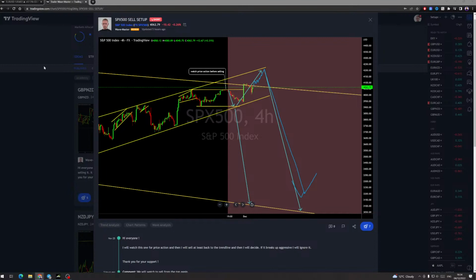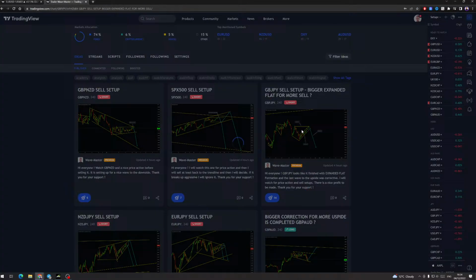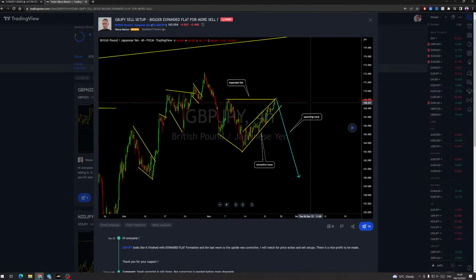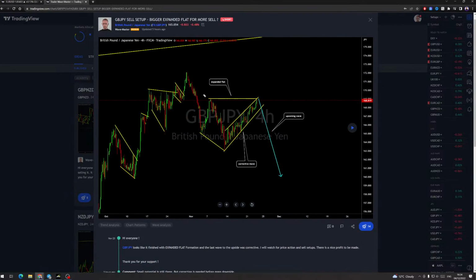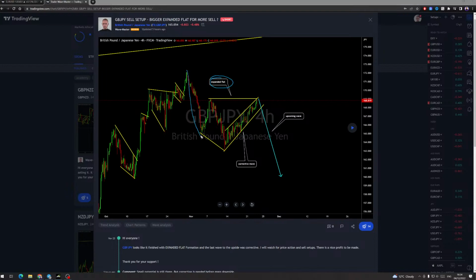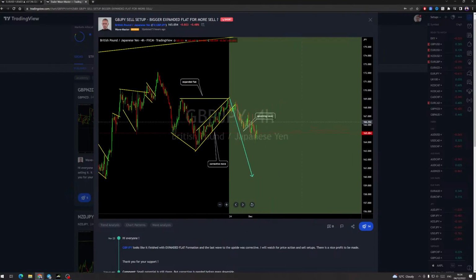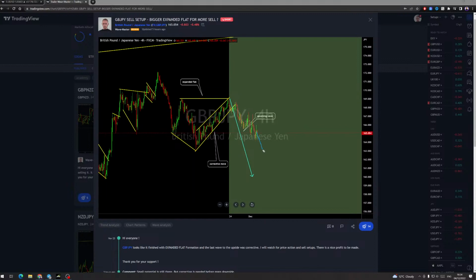Another one is pound yen, for example. Pound yen, what we did, I shared this setup with you. Expanded flat: impulse down, then expanded flat. Now we anticipate another leg lower, which is going but a little bit slow. Let's see how it plays out. Look at that one, it's going but kind of slow. I want it to go faster.